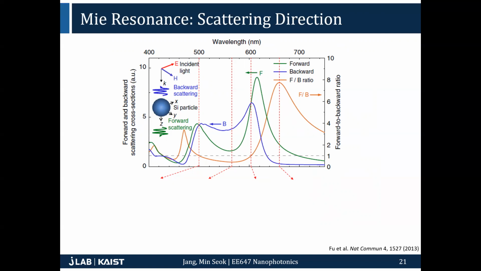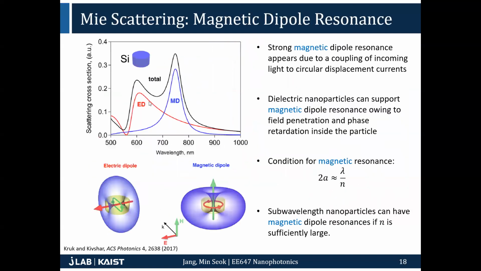Okay, then I will move on to the scattering behavior of high index dielectric nanoparticles. As I showed you before, high index dielectric particles like silicon tend to have both electric dipole and magnetic dipole, right? So their scattering behavior is a little complicated. It has two peaks basically.